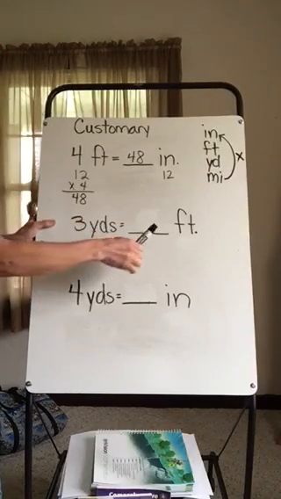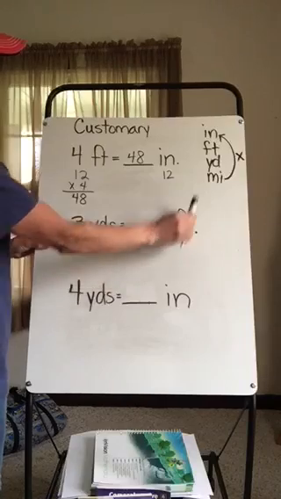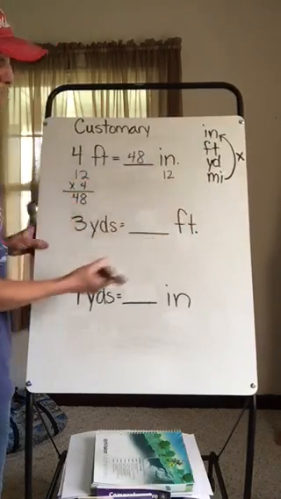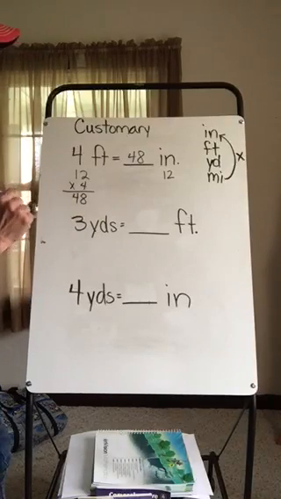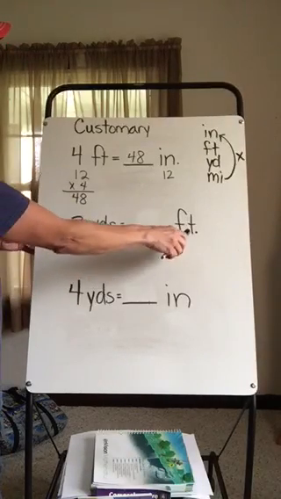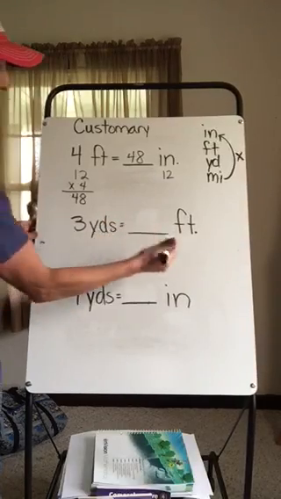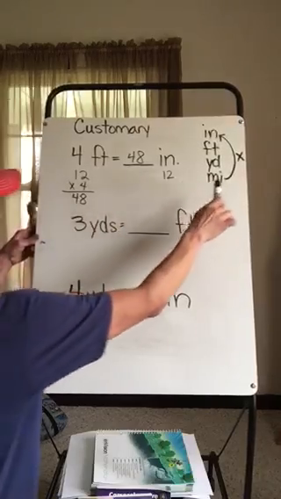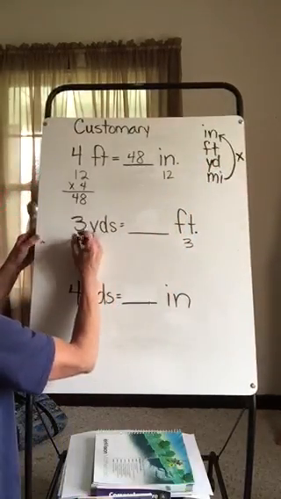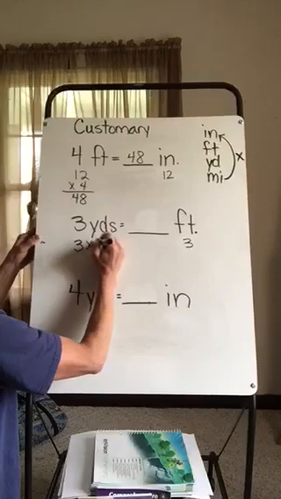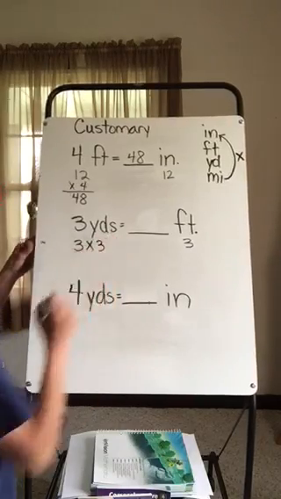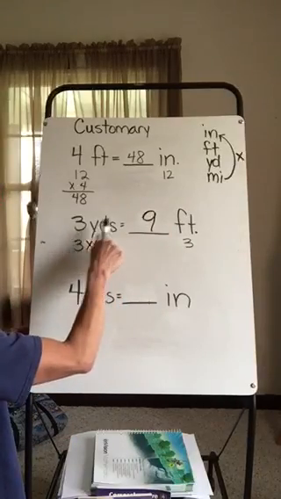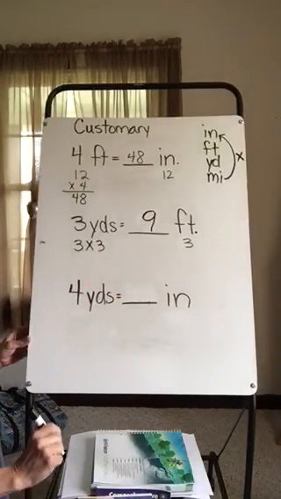Okay, so let's go to this one. We're changing yards to feet. So let's look at our chart here. Yards to feet. We're moving up, so we need to multiply. Again, the first question you're going to ask yourself is, how many feet are in 1 yard? I know that there are 3 feet in 1 yard. And because I moved up from yards to feet, I know I need to multiply. So I've got 3 yards. I'm changing it to feet. And there's 3 feet in a yard, so 3 times 3 is 9. That tells me that 3 yards is the same as 9 feet.